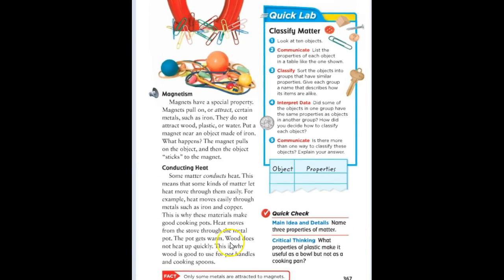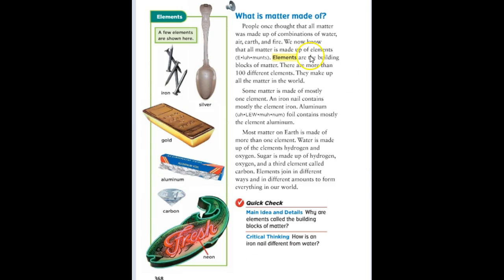Okay, so a little text feature down here, it says a fact: only some metals are attracted to magnets. Okay, so you're going to do a quick lab here today where you're going to follow these directions, and actually there's a printout in the printable section, and you're going to go ahead and complete that with a partner, which could be a sibling or a parent.